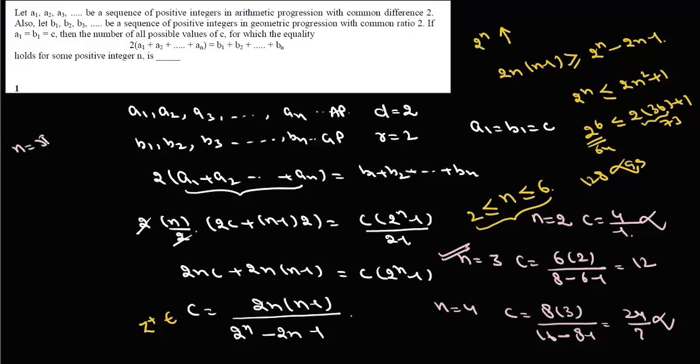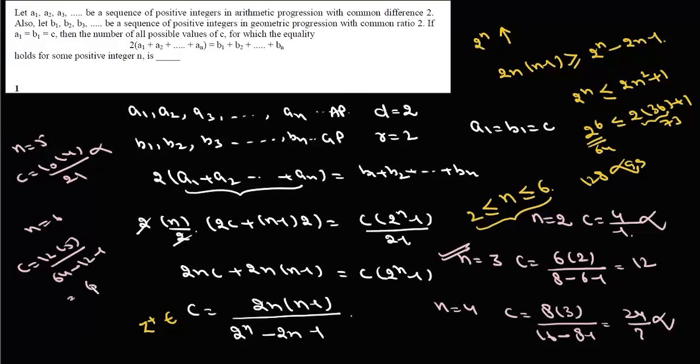If we take n as 5, we'll get this c as 10 into 4, and this is 2 to the power 5, 32. 32 minus 11 is 21, which again is not an integer. And for n equals 6, we'll get this c as 12 into 5, and this is 2 to the power 6, 64, minus 12 minus 1.